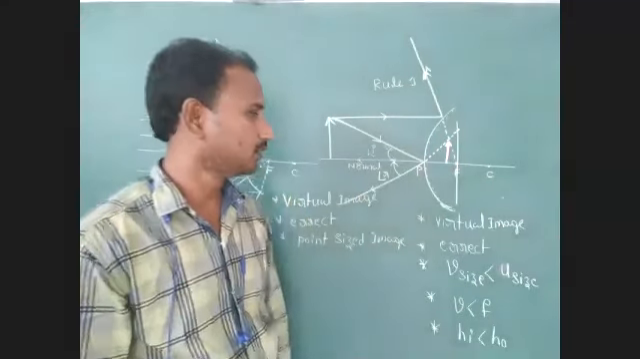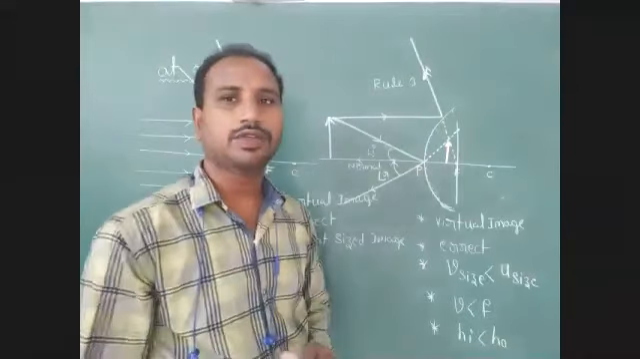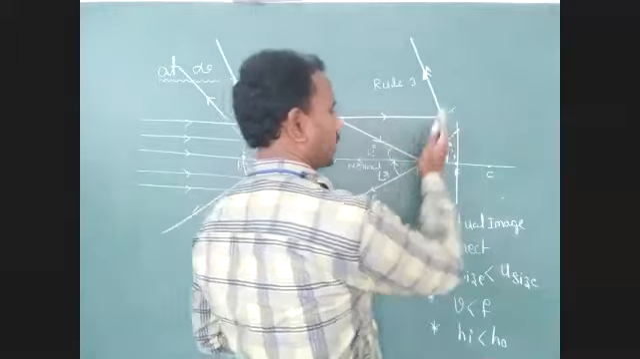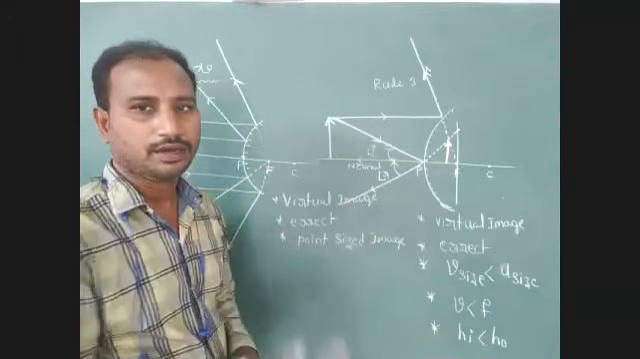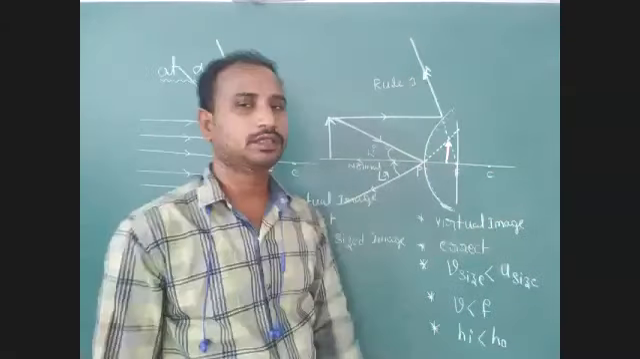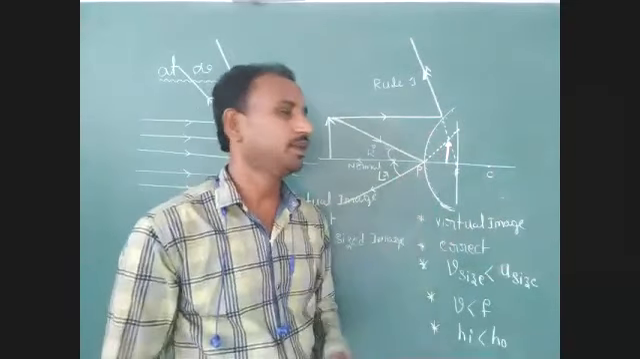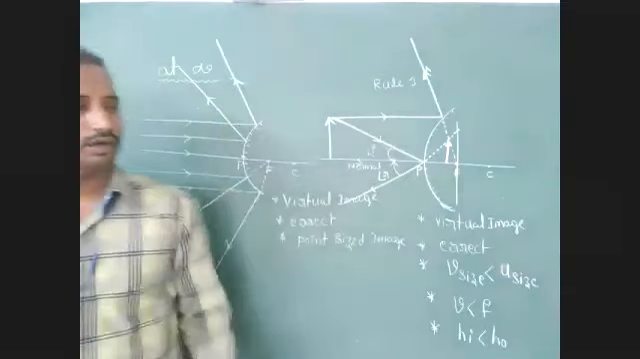Understood, students? Do you have any doubt? So this is the second condition. In case we have to move this point source of light near to the pole of convex mirror, then you can find out the image formed by that convex mirror. Then we have to find out that image formation point by the convex mirror. Okay, note down the diagram.